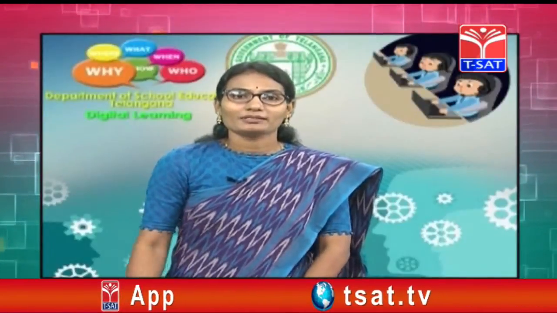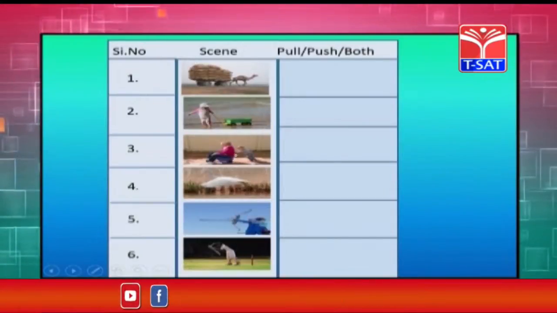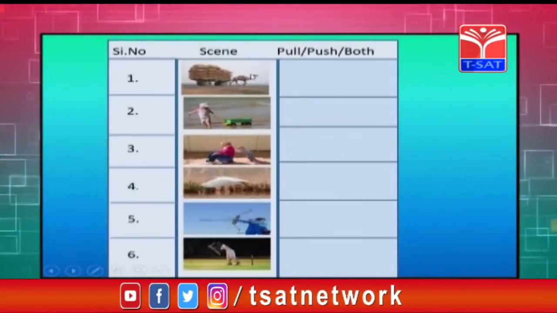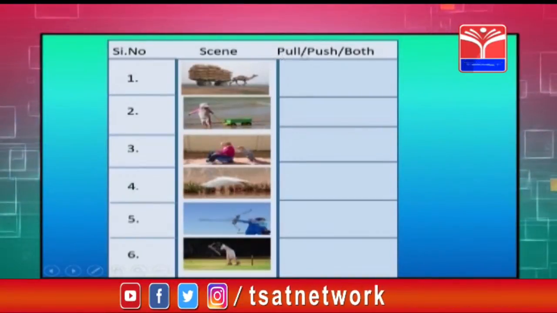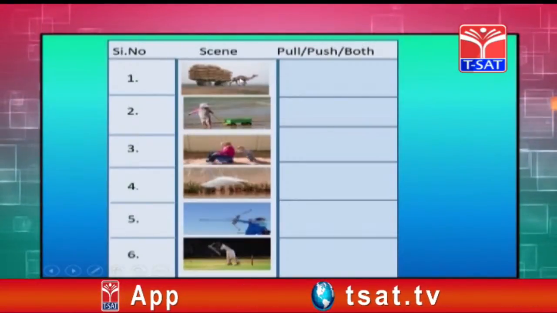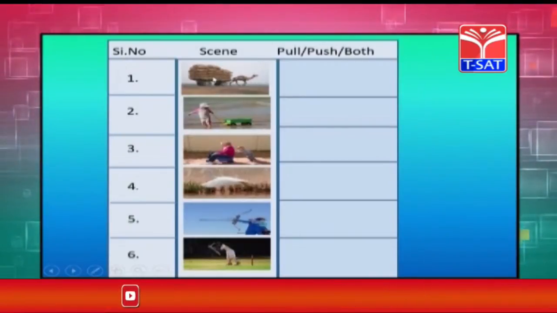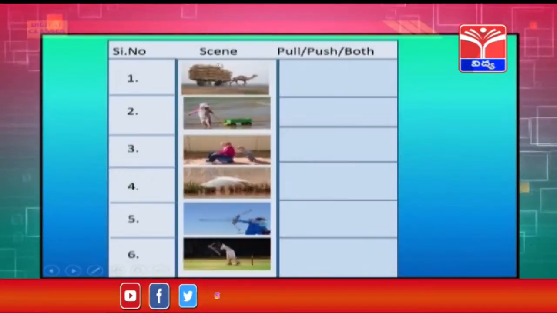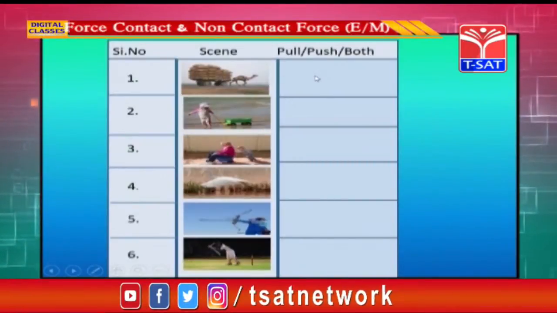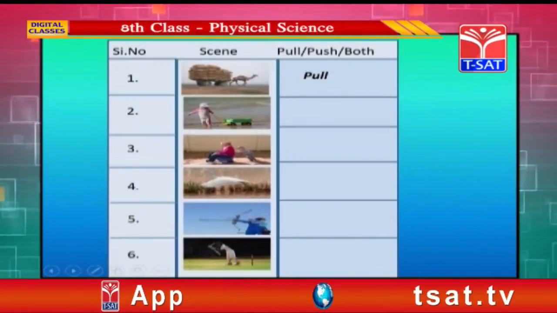Observe this table, children. Given here are some actions. In each action, which is involved: either pull or push or both? Here the load cart is attached to the camel, and to move this load cart, the camel has to pull the cart. So here the pull action is involved.